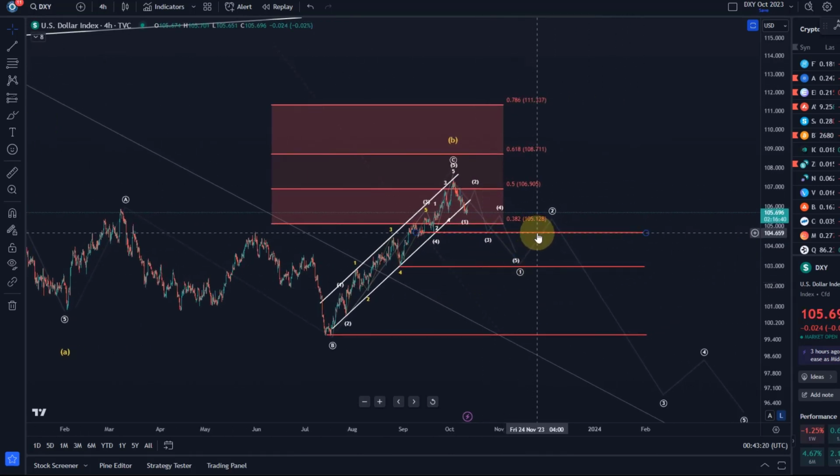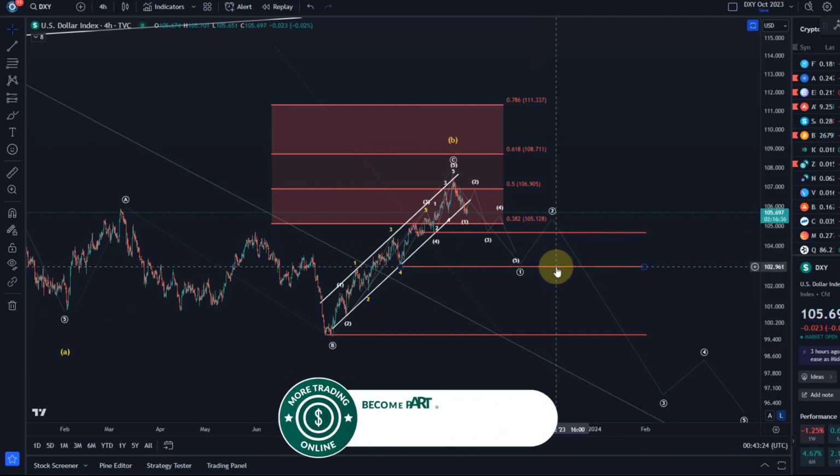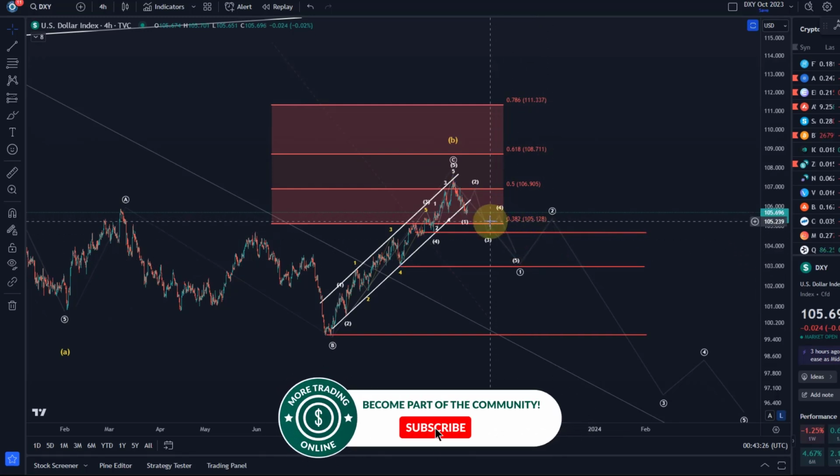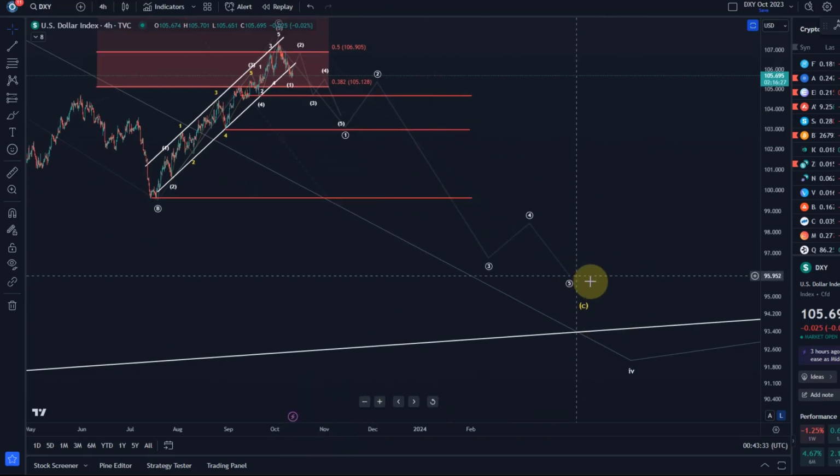Support levels that we have on this chart are $104.65 and then 103. If they break, then probabilities for the downside here in the C wave into the low $90 region will increase.